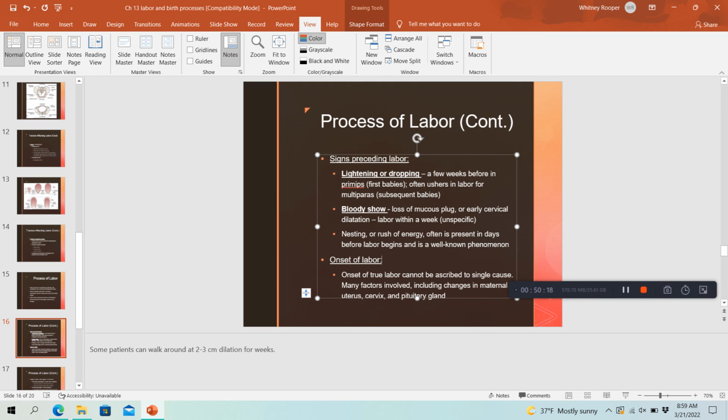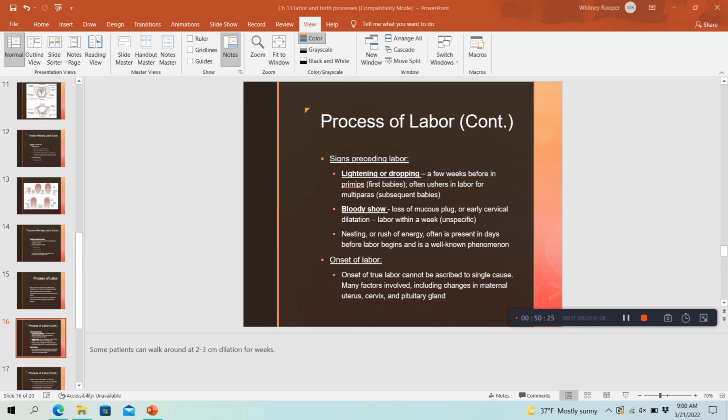So the onset of labor, we can't ascribe it to a single cause. I can't tell you this is the one thing that causes labor to begin, because there are multiple things that happen. It's a very mysterious process in the body that nobody really understands for sure. We do know that the pituitary gland plays a very big role in starting labor. Now, what tells the pituitary gland to start releasing oxytocin? I can't tell you. It's different for different people. We really don't know, but we do know that at some point the pituitary gland starts to release oxytocin, which is what causes labor to start.